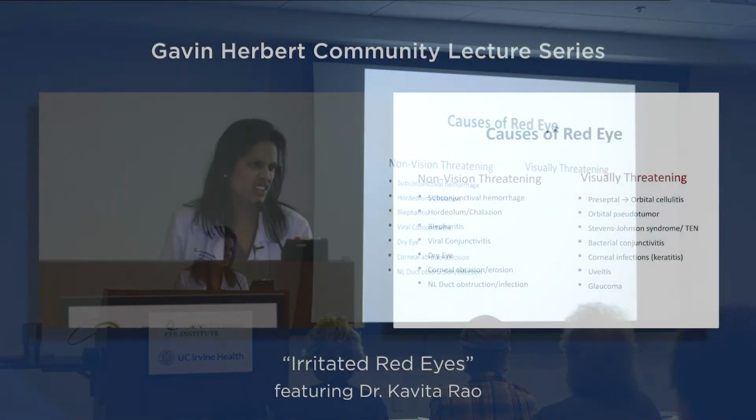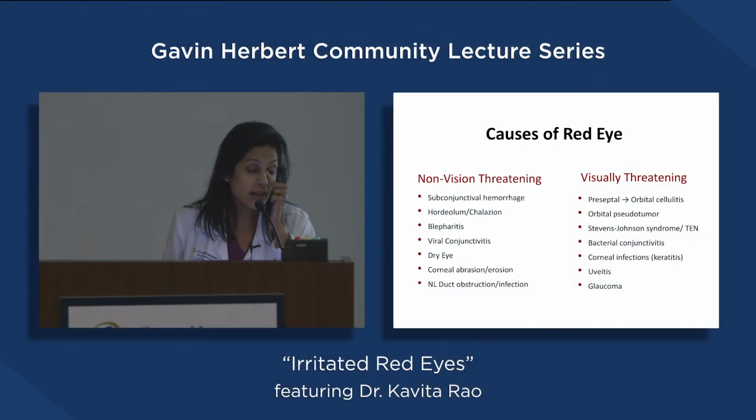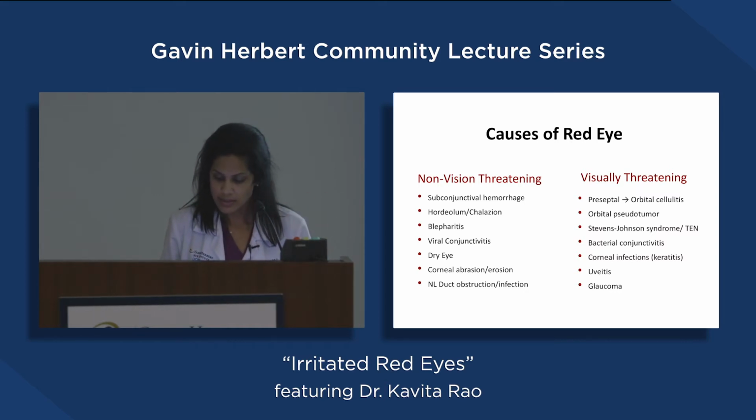Nasolacrimal duct obstruction, that's basically this duct that we have right here by the nose. That's where all of your tears drain. So if that part gets obstructed, it backs up and the eye can get really red and inflamed. Let's go to the next slide.